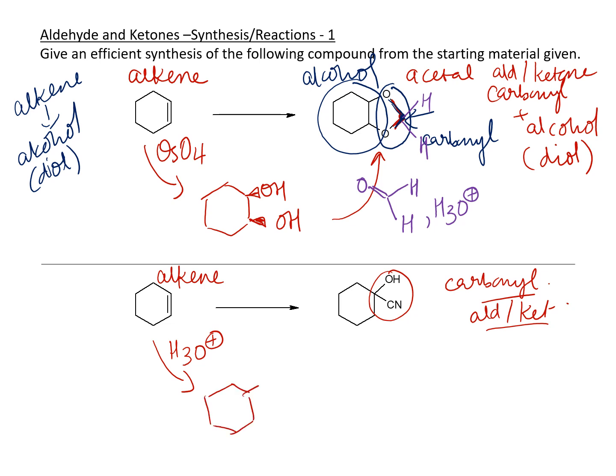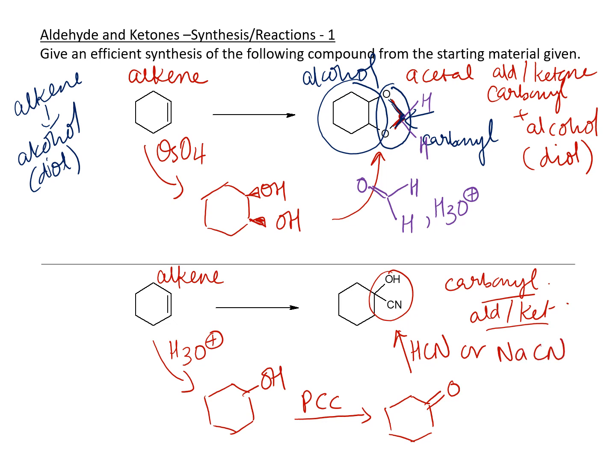So here you just do acid hydrolysis and you get an alcohol, and then you can go ahead and oxidize that using PCC. Once you add that, now you will have a ketone. Now all you need to do is add HCN to this. Adding HCN or NaCN, both will work. NaCN is a better nucleophile, so the CN minus is the better nucleophile. Adding that will give you your nitrile and the alcohol and the carbon that you need. So simple synthesis.